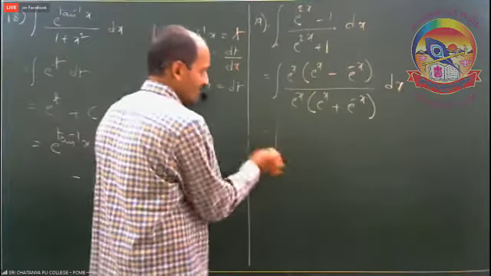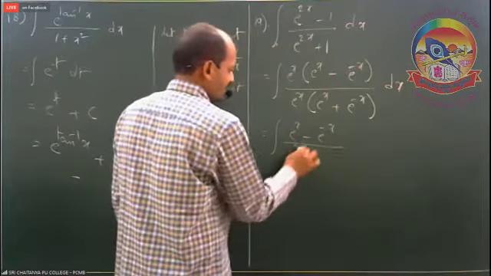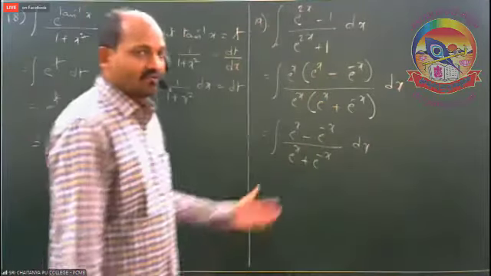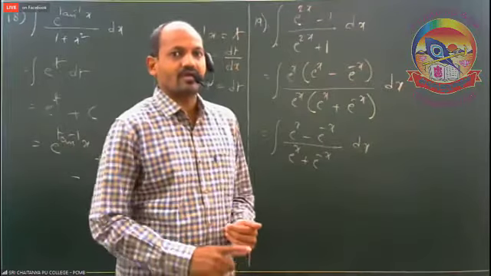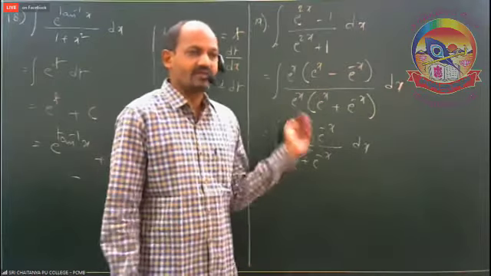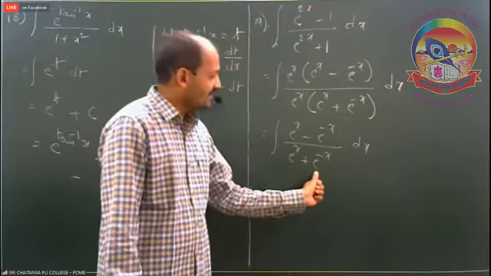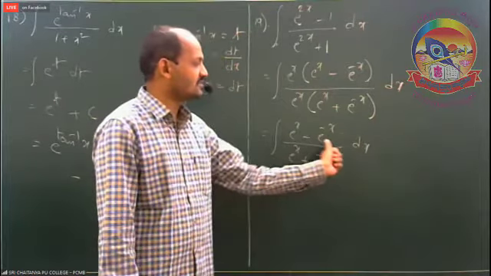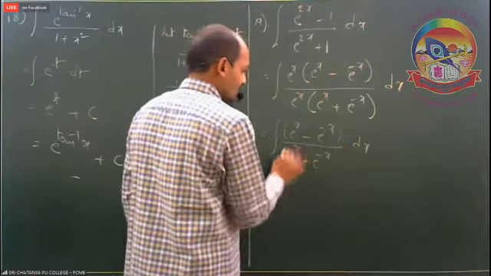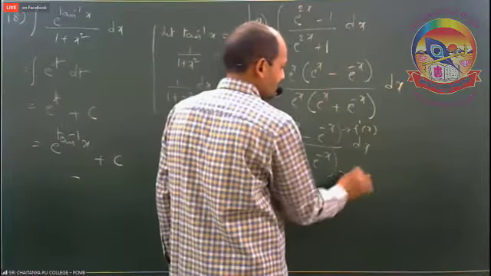It is the integral of e power x minus e power minus x divided by e power x plus e power minus x. Now it is integral of f dash of x divided by f of x. That means derivative of denominator is equal to numerator. Derivative of e power x is e power x. Derivative of e power minus x is minus e power minus x. So numerator term is f dash of x, denominator term is f of x.